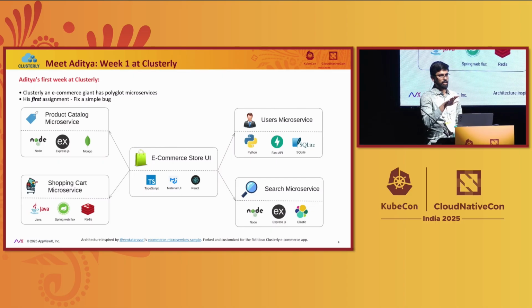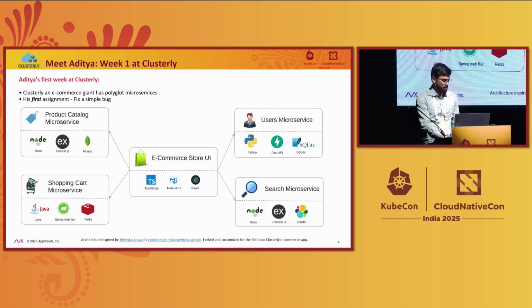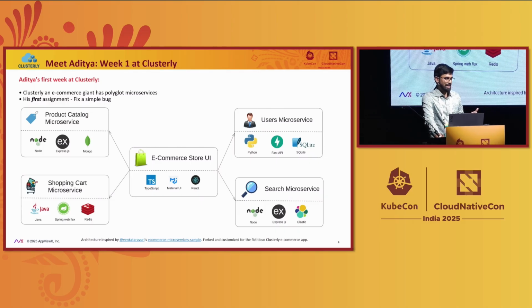Basically, they have 5 microservices, too many languages: Node.js, MongoDB, Java, Python. I think everybody can relate, right? There are too many microservices, too much fragmentation in the tech stack, and so on. Now, Aditya's bug is very simple. It's related to how the calculation of shipping and tax is done. But his challenge starts when he wants to reproduce the issue.